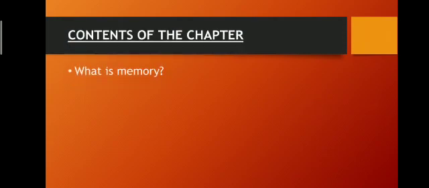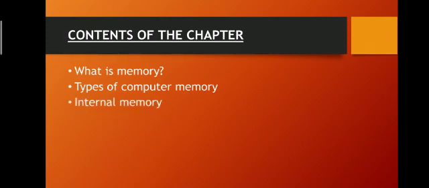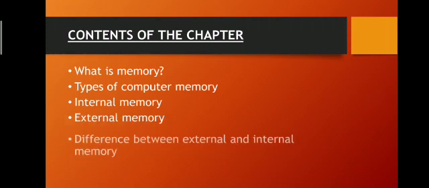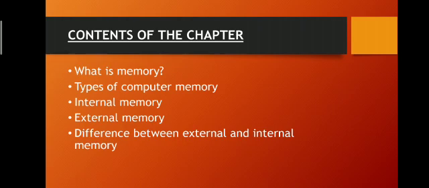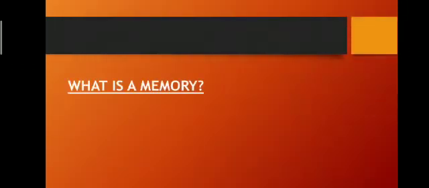So the first topic that we are going to study in this chapter is what is memory. Second, the types of computer memory. Third, the internal memory. Fourth, the external memory. And at the last, we have to study the difference between external and internal memory. Now let's proceed with our very first topic, that is what is memory.